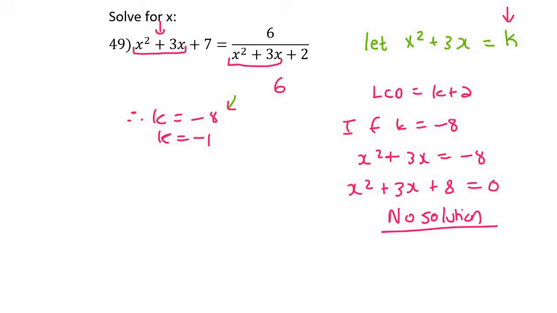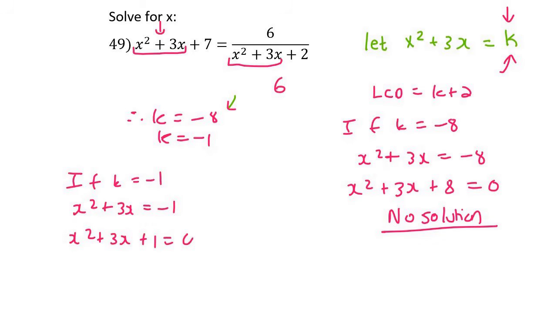Then you're going to use the minus 1. So you say if k equals minus 1, then you're going to plug that in over here. So we're going to say x squared plus 3x equals negative 1. You then bring it over. And then we go use the quadratic formula again.